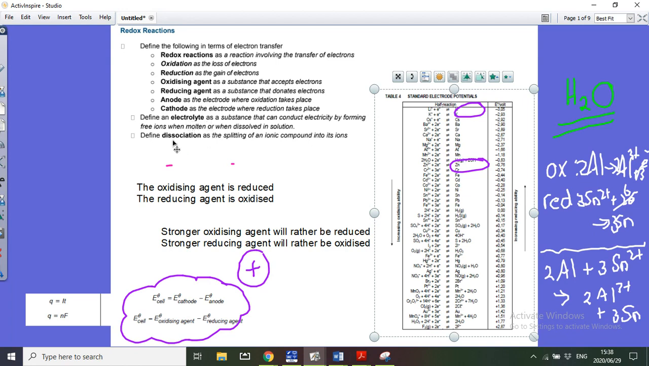And that is then dissociation. Dissociation is when you have an ionic substance and it splits up into its ions when you either melt it or dissolve it. So for liquids or aqueous, we will have an electrolyte because that liquid will be able to conduct electricity. And that's going to be the end of the first part.